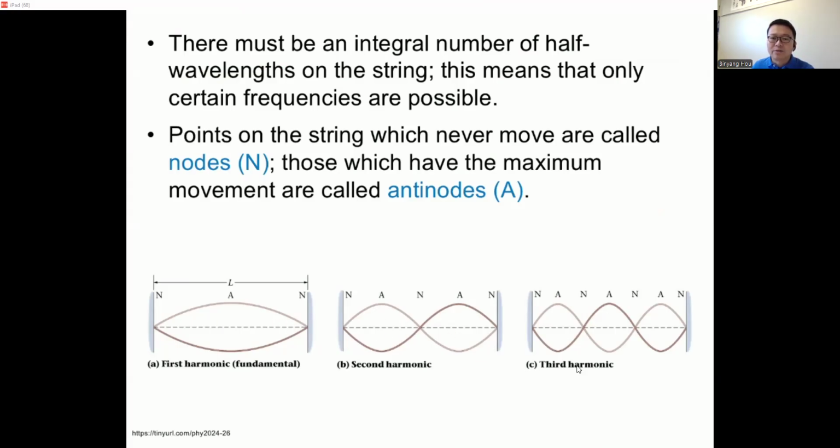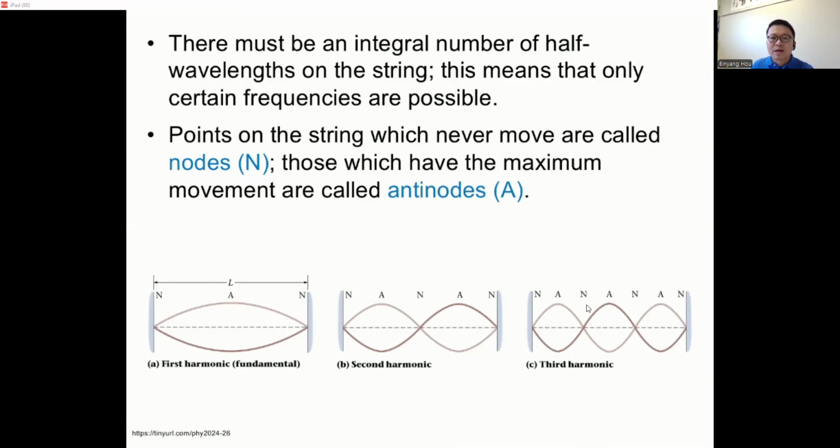And then the third one you can create is, again, the two ends are fixed, so they are nodes. And then you can add one more node in between, in the middle here. So there will be 4 nodes and 3 antinodes. Now you can see the whole string's length is 3 halves of the wavelength, because this is a full wavelength, and this is a half wavelength. Okay, so 3 halves of that. So that gives you the wavelength for this third wave: it will be 2/3 of the length of the string.